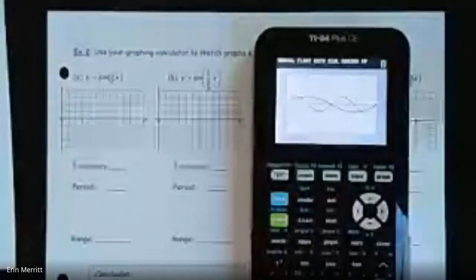Keep in mind, I know I'm not with you, so if anybody's having any issues getting the graphs to show up, you might have to turn your stat plots off or something goofy like that. So pay attention to whether or not those things are on. And if you can't figure something out, just shoot me an email.